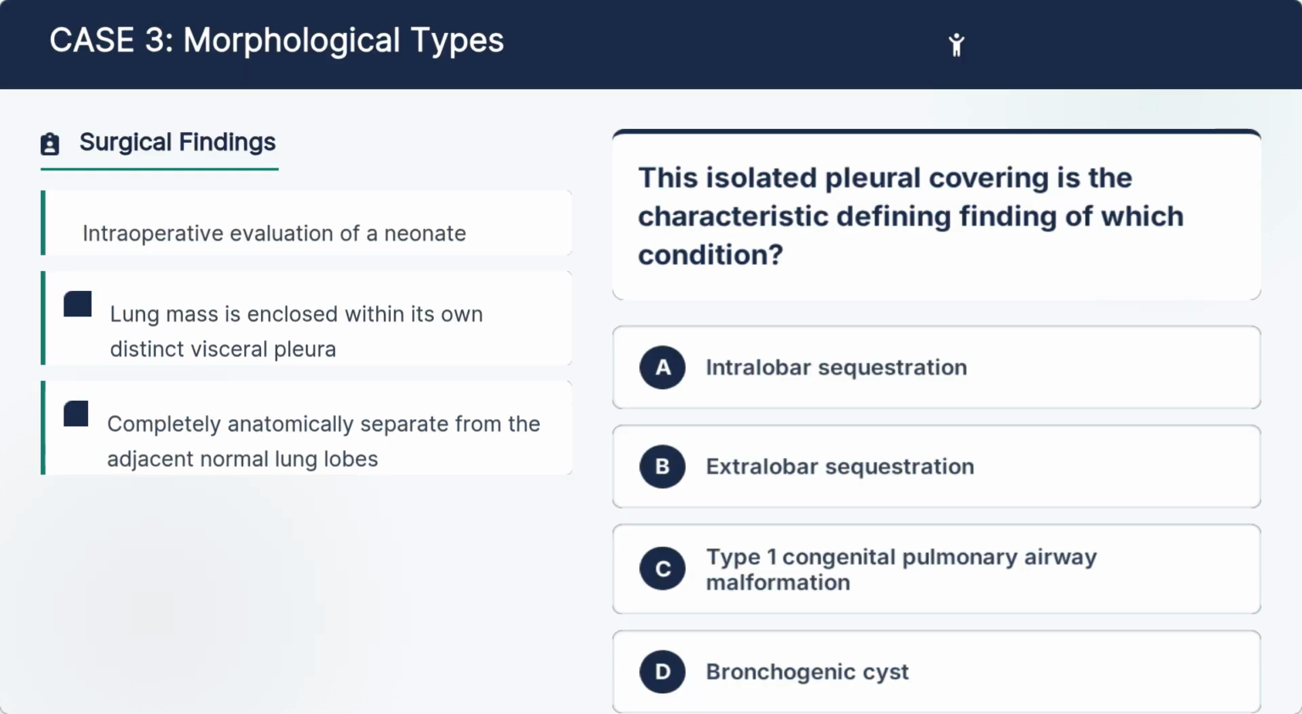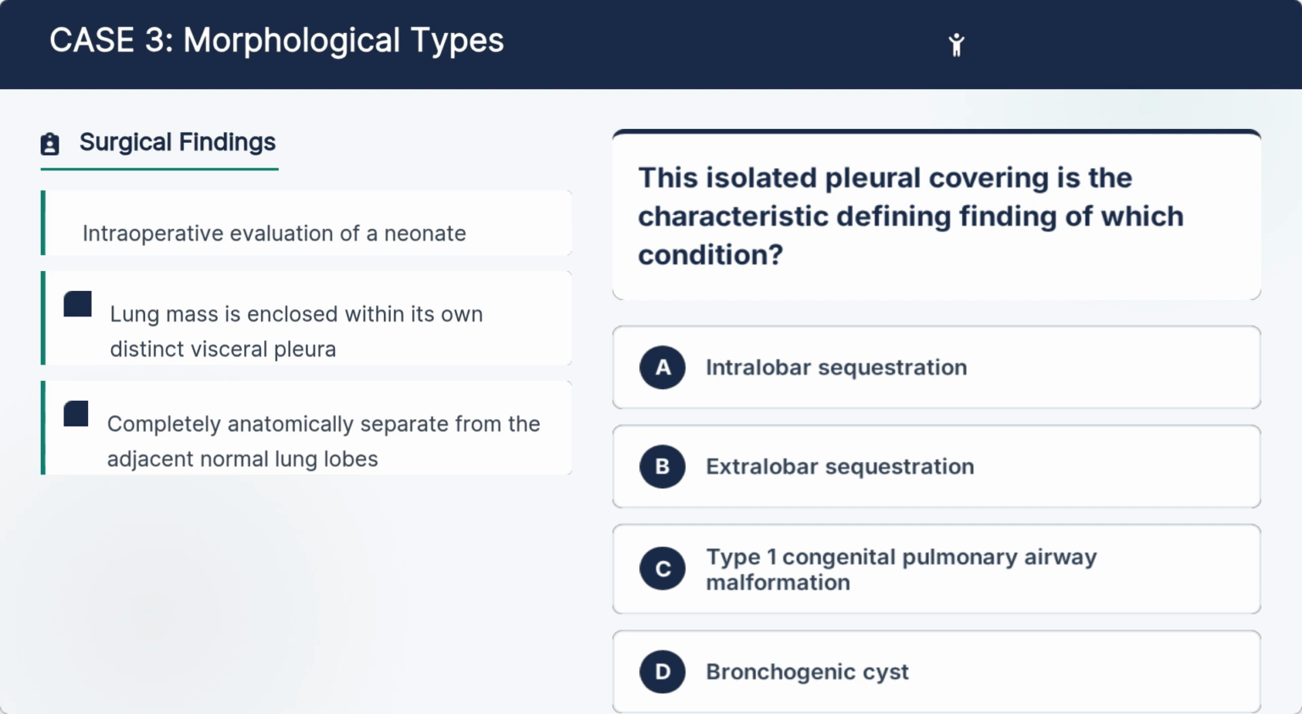Case 3. Morphological types. During intraoperative evaluation of a neonate, the surgical team finds that the lung mass is enclosed within its own distinct visceral pleura and is completely anatomically separate from the adjacent normal lung lobes. The question is, based on these intraoperative findings, which type of bronchopulmonary sequestration does this represent?